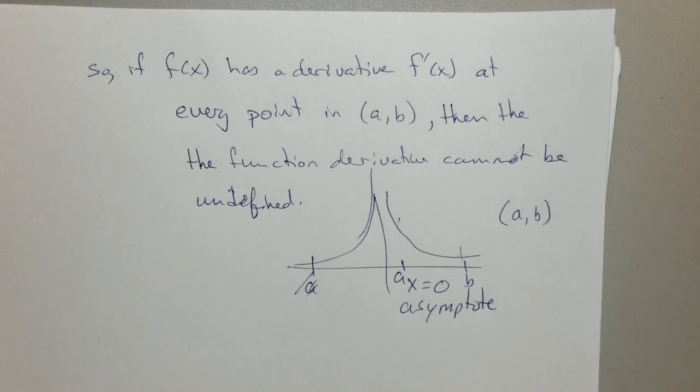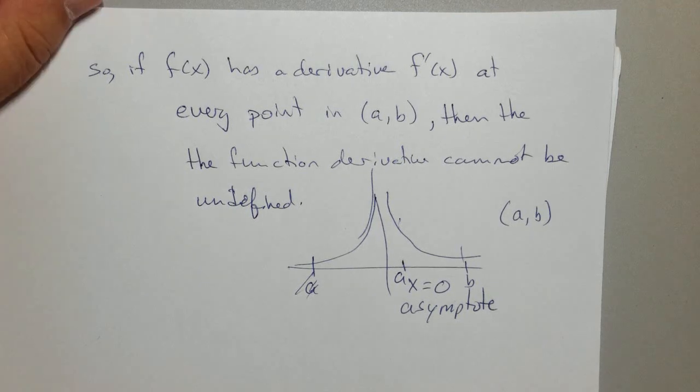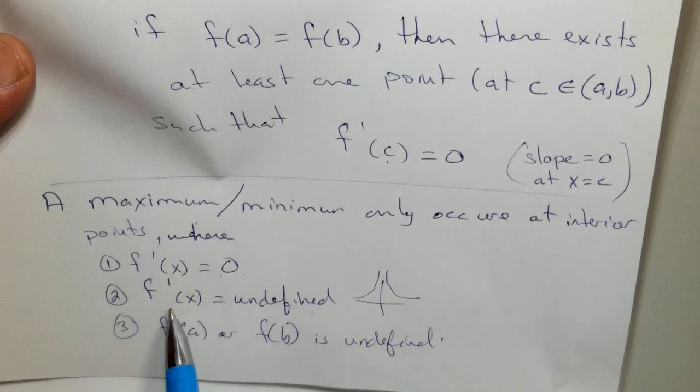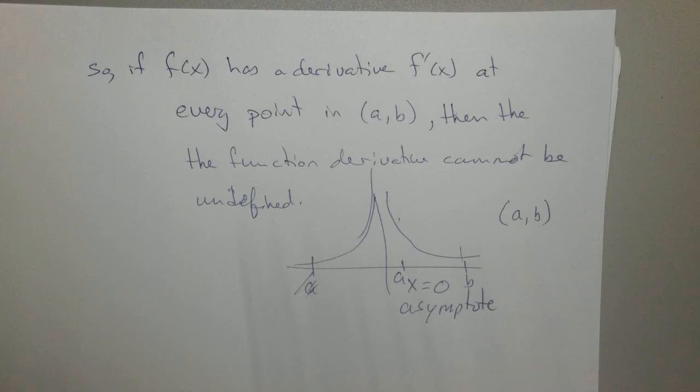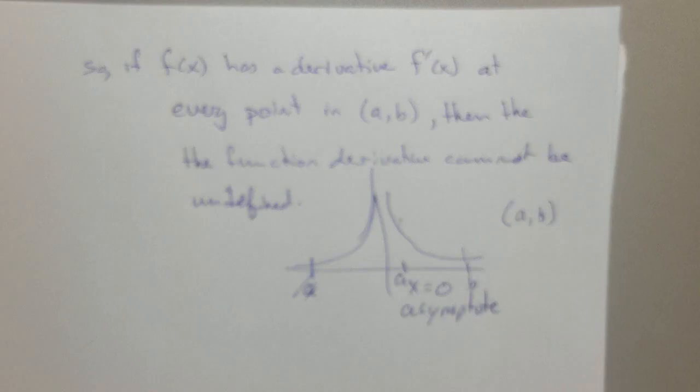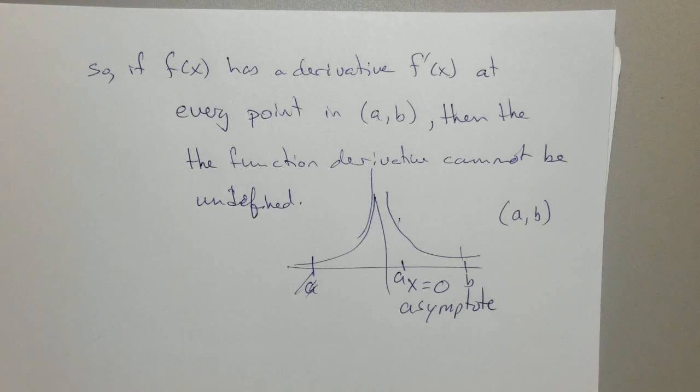If every point exists, then it's differentiable. That means the first derivative, the slope, exists at each one of those points. So if each one of those points has a derivative, then number 2 cannot be true. So what we're saying is number 2 exists only when you have an asymptotic function, a value asymptote.